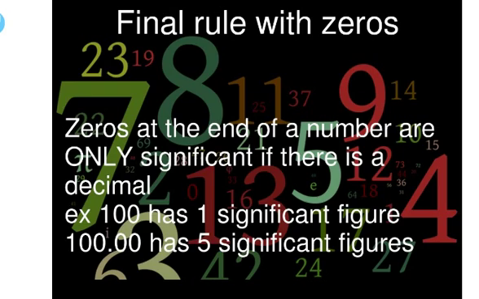Zeros in the middle of a number are always significant. Zeros at the end of a number are sometimes significant. What makes them significant is a decimal. So comparing these two numbers, 100 has one significant figure. 100.00 has 5 significant figures. All of these zeros are considered at the end. This one does not have a decimal, the first 100, so the only significant figure is that 1. However, because there is a decimal here, all of these zeros at the end are significant.